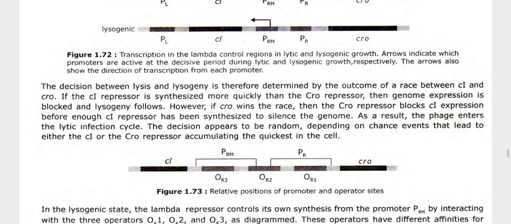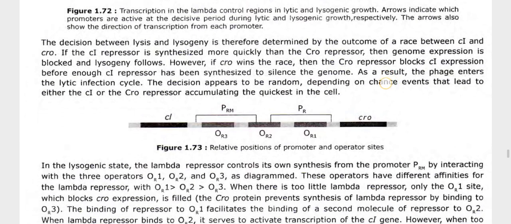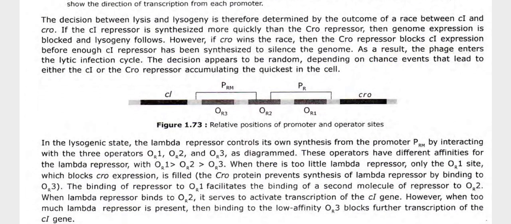This shows transcription of the lambda control genes in lytic and lysogenic growth. Arrows indicate which promoters are active during lytic and lysogenic growth respectively. The arrows also show the direction of transcription from each promoter. The decision between lysis and lysogeny is therefore determined by the outcome of a race between CI and CRO. If CI repressor is synthesized more quickly than the CRO repressor, then genome expression is blocked and lysogeny follows.